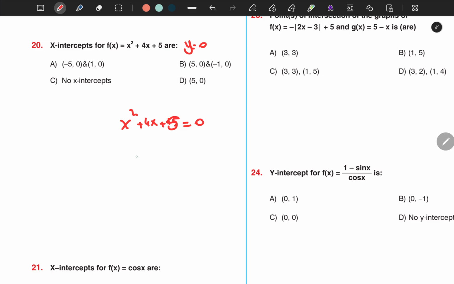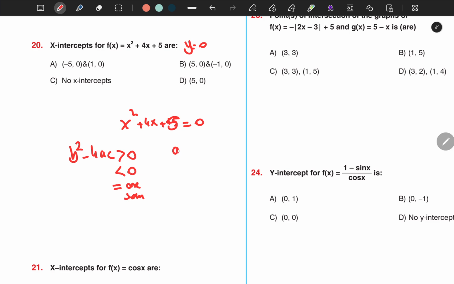Because I have to check, I see that I cannot factorize it, isn't it? Factorization of this one is a little bit hard. So when I see that I cannot factorize, I have to use it this way. B squared minus 4ac. Bigger than 0, we have 2 solutions. Less than 0, no solution. Equal to 0, 1 solution.